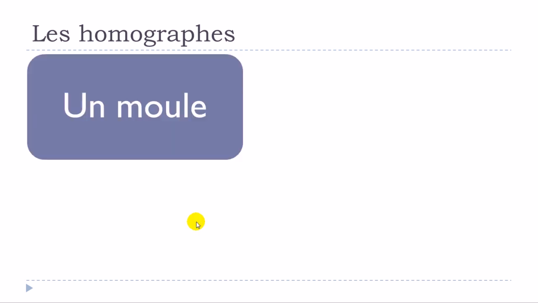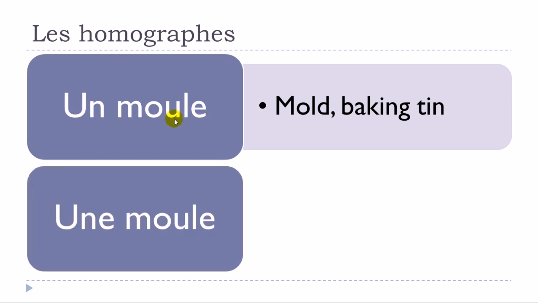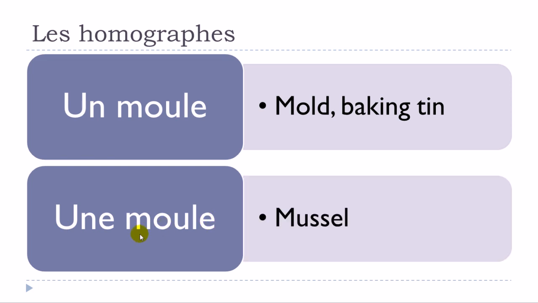Okay, so let's see the second now. Un moule, okay, and you've got here the meaning. Un moule, and the feminine form, une moule. All right, une moule. Okay, keep in mind you pronounce them the same way, but as you can see, the meaning is different.